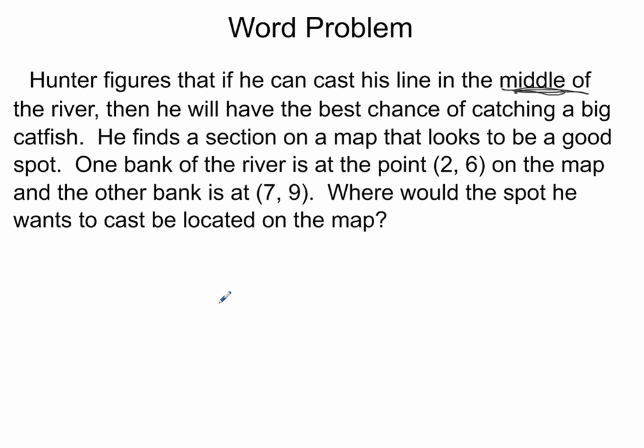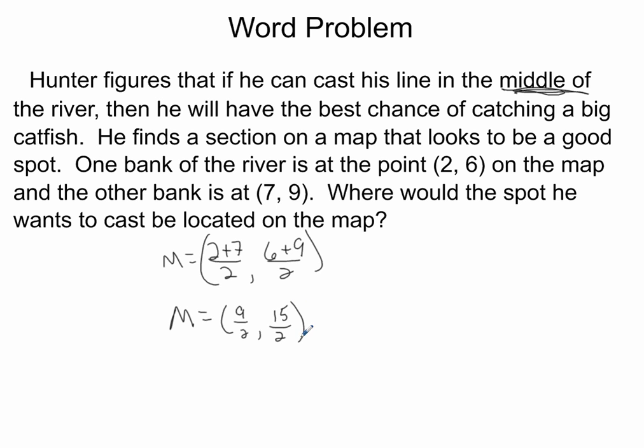Okay, so we're going to find the average of the x's and the average of the y's. So the midpoint is going to be 2 plus 7 divided by 2. And then for the y coordinate, it's going to be 6 plus 9 divided by 2. 2 plus 7 is 9. So it's going to be 9 divided by 2, which is 4.5. 6 plus 9, which is 15, divided by 2, which is 7.5.